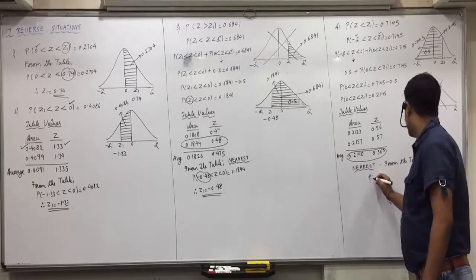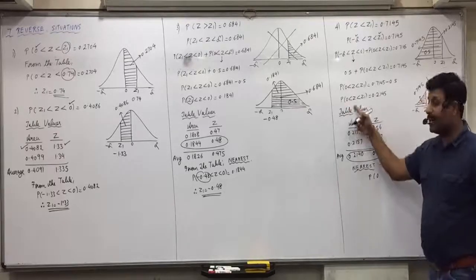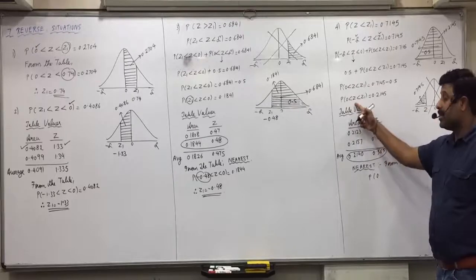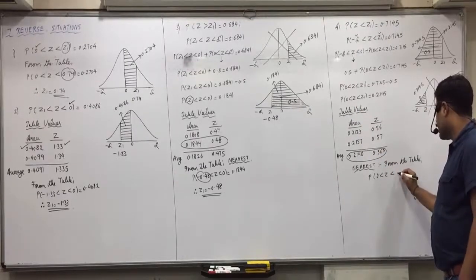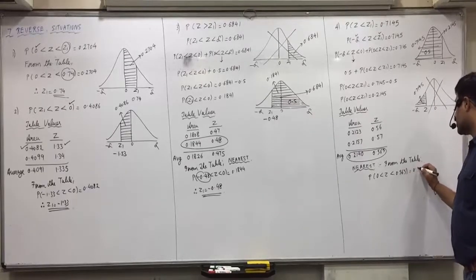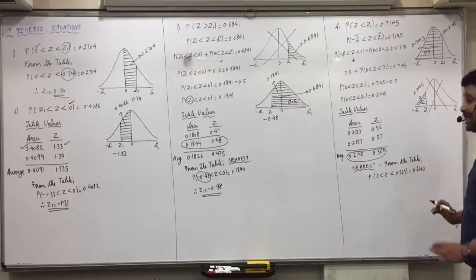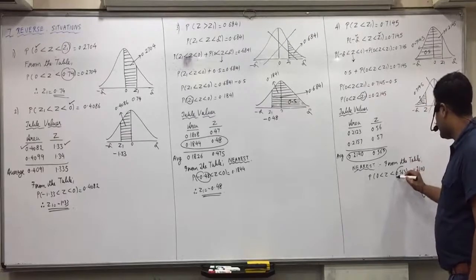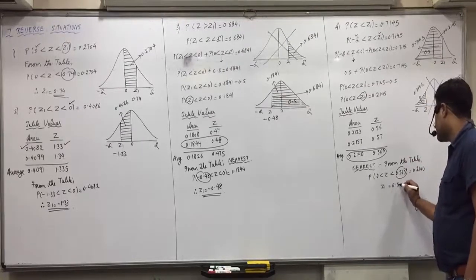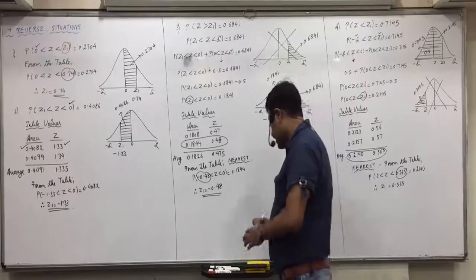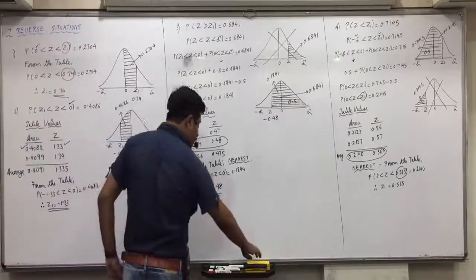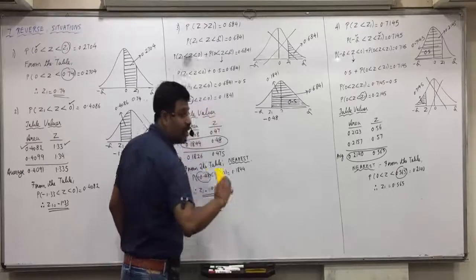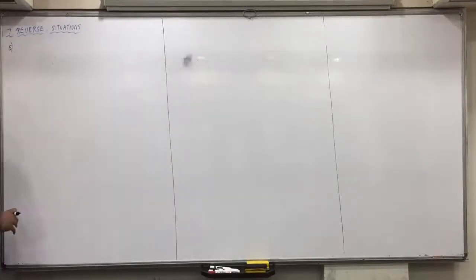From the table, P of 0 less than Z less than 0.565 comes to 0.2140. This is the nearest. So Z1 will be taken as 0.565. Did you all understand this, everyone? Any confusions? Now, one more situation I'll do on the board, then one you'll try on your own.